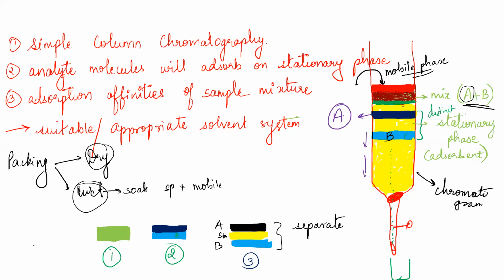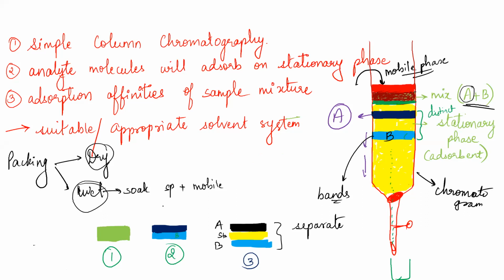So different bands. Okay, these you can address them as bands. It's a chromatogram now because you have obtained distinct bands on the stationary phase based on their different affinities. Okay, based on the different affinities. So what will happen now after you develop a chromatogram?